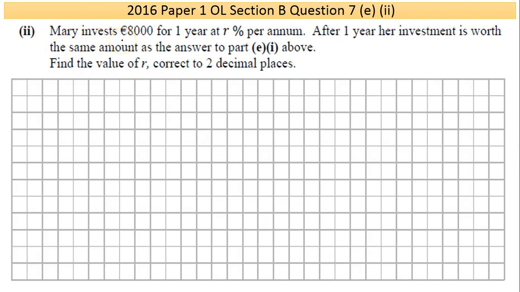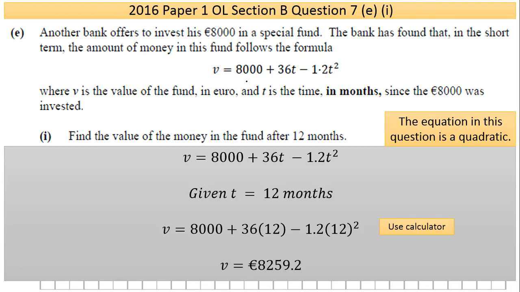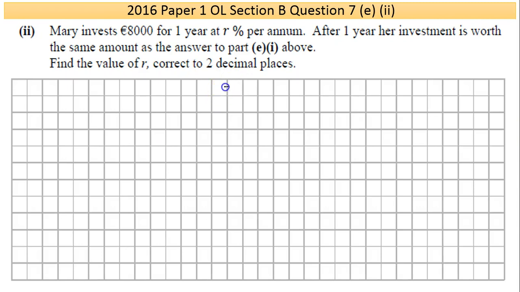Mary invests 8,000 for 1 year at a certain interest rate. After 1 year, her investment is worth the same amount as the answer to part E1 above. Now, straight away, without anything, I'm going to go and look at the answer for E1, 8259.2. I'm going to write that down. 8259.2, and that's euro.